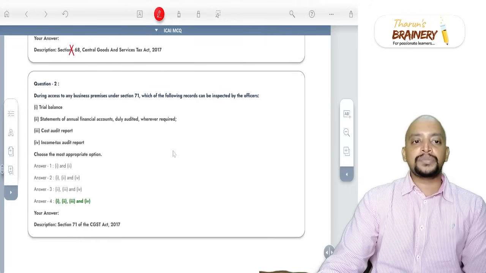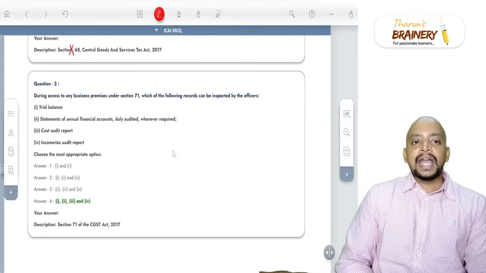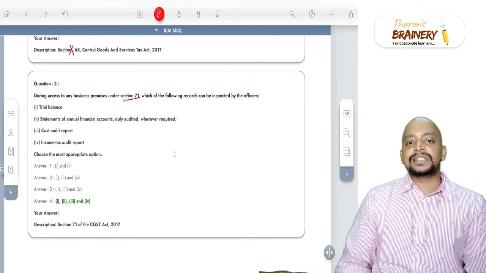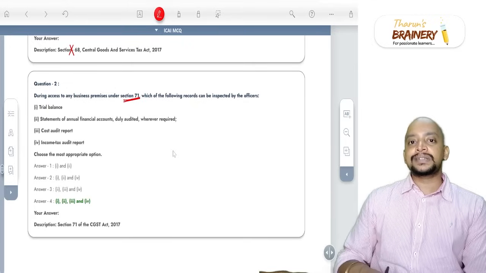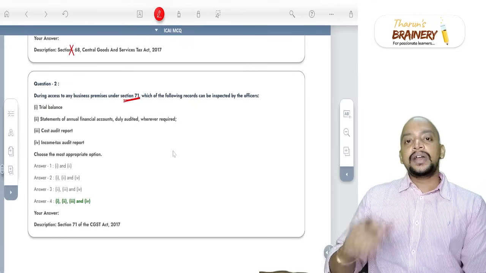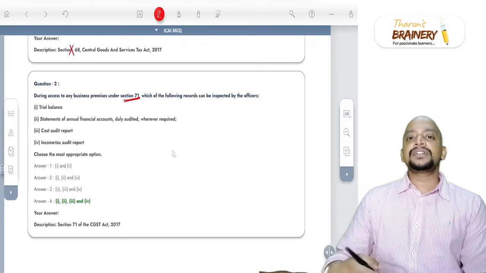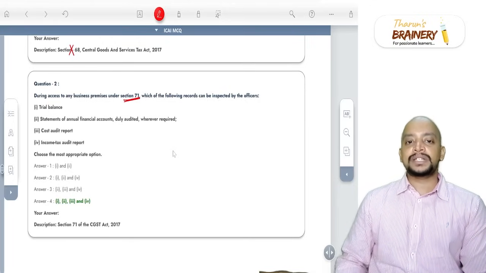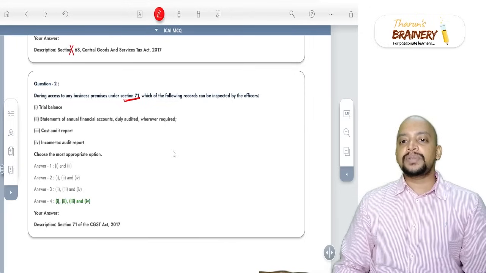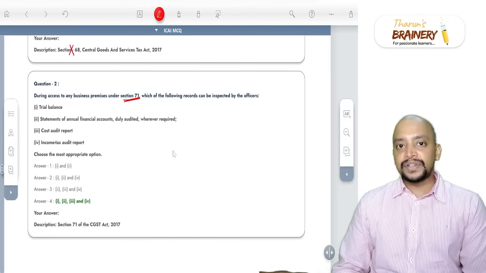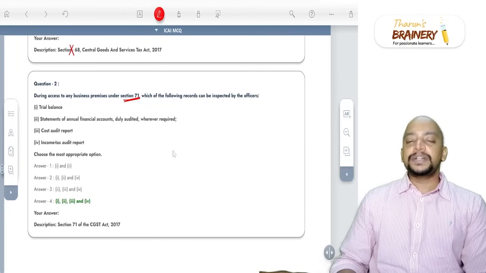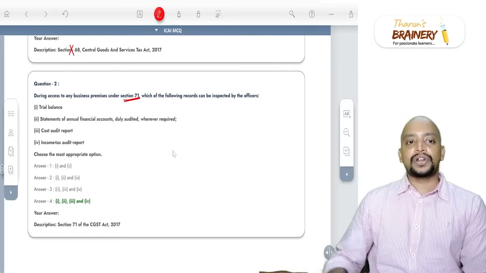Then next, question number 2. During access to any business premises under section 71, there is access to business premises, but that is not inspection. Randomly, the officer will be accessing the business premises. Which of the following records can be inspected by the officers? Not only by the officers, but by the chartered accountant, that is, the audit party deputed under section 66, special audit.